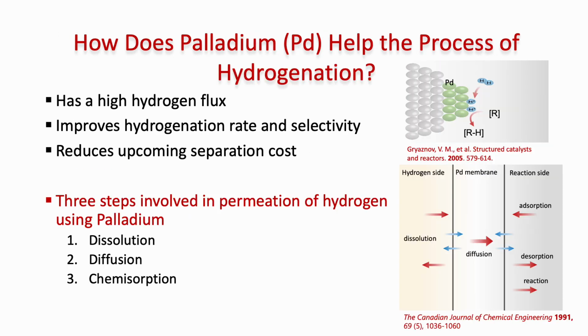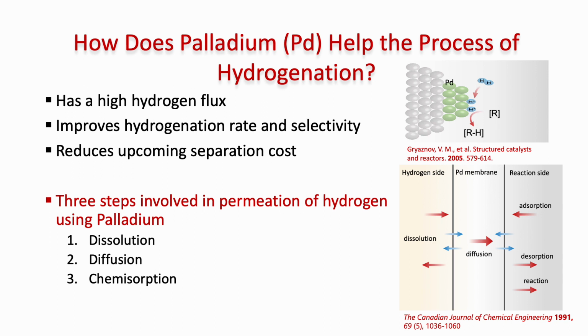So how does palladium help the process of hydrogenation? So palladium improves hydrogenation rate and selectivity, it reduces the upcoming separation cost, and has high hydrogen flux. And high hydrogen flux means the amount of hydrogen recovered.